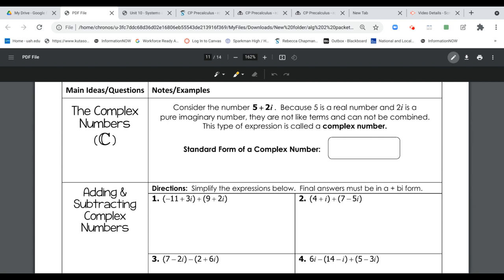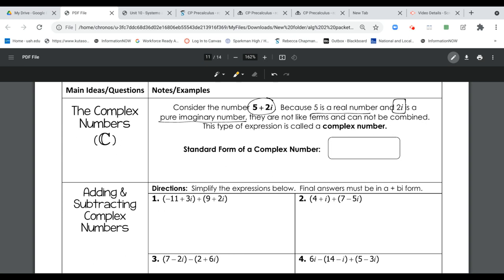So we're going to finish up our packet today, and we're going to talk about complex numbers in their true complex form. So consider the number 5 plus 2i. Since there is an i involved, this is an imaginary number, and they're called complex numbers when you have an addition or a subtraction, or even without it, it doesn't matter. They're still considered complex numbers. Because 5 is the real number and 2i is called the imaginary number, they are not like terms and they cannot be combined. So basically, this type of expression is called a complex number.